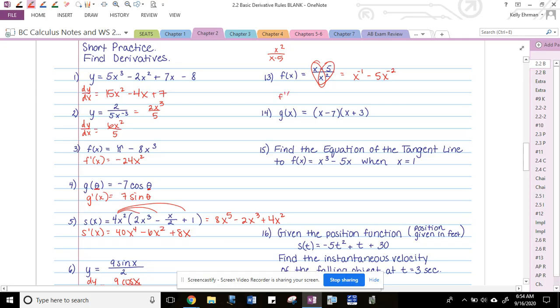So f prime x is negative x to the negative 2. Pull the negative 1 out in front. Negative 1 minus 1 is negative 2. Next term is plus 10x to the negative 3. And then you simplify. Negative 1 over x squared plus 10 over x cubed.